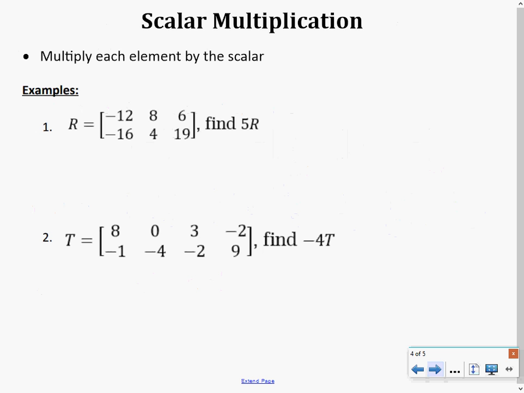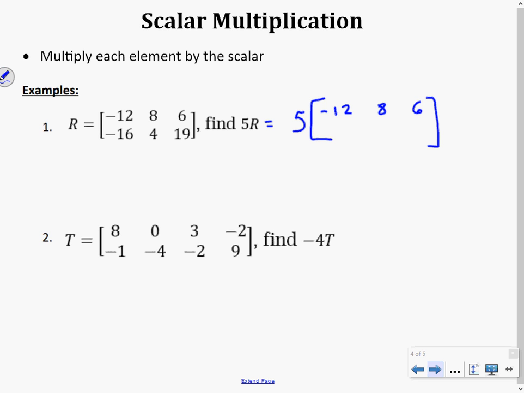The other operation we're going to look at is scalar multiplication. So scalar multiplication isn't multiplying 2 matrices together. It's just multiplying a single matrix by some scalar number. So if you look at our first example here, it says that matrix R is given here. It's a 2 by 3 matrix. And we want to find 5R. So that means that we're just trying to figure out, okay, what 5 times this matrix is.